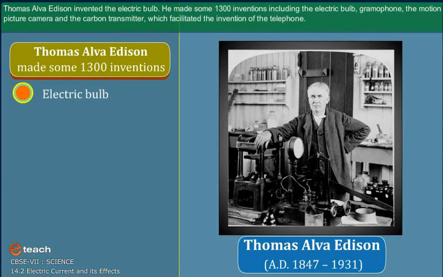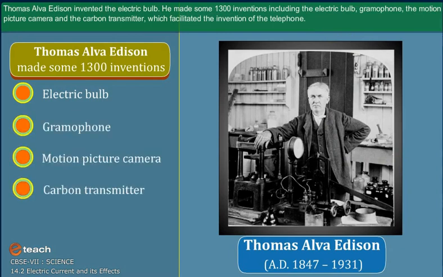Thomas Alva Edison invented the electric bulb. He made some 1,300 inventions, including the electric bulb, gramophone, the motion picture camera, and the carbon transmitter, which facilitated the invention of the telephone.